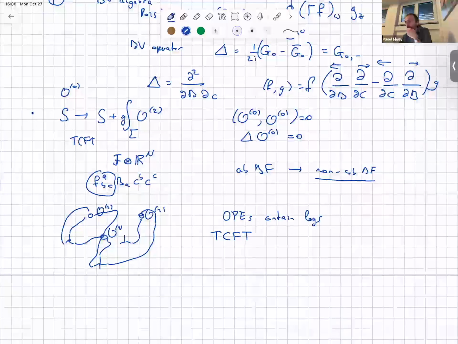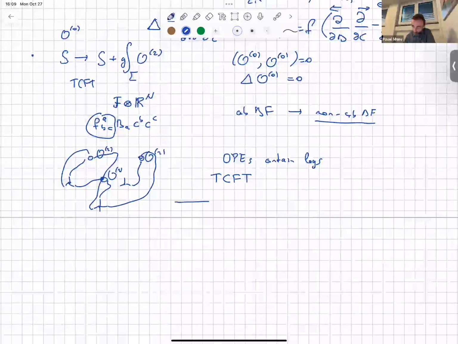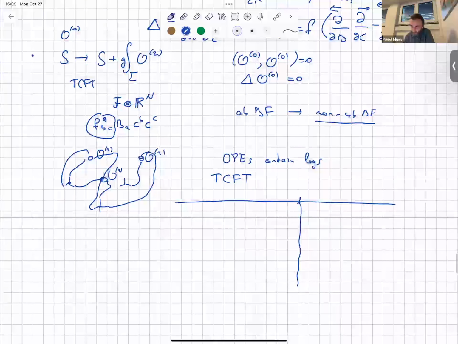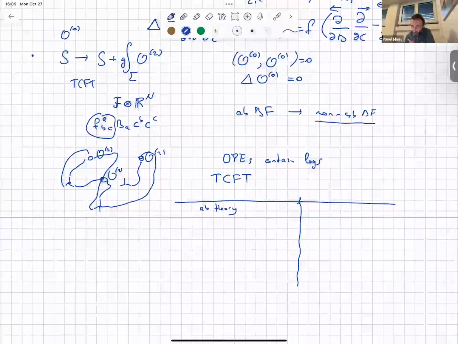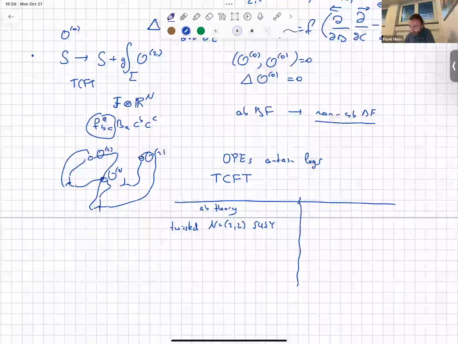And so let's see. What else should I say about this? Yes, maybe one somewhat bizarre point. One thing that fails, a structural thing that fails in non-abelian theory, is the following. In abelian theory, it can be recognized as a twisted supersymmetric theory, twisted 2,2 supersymmetric conformal field theory.